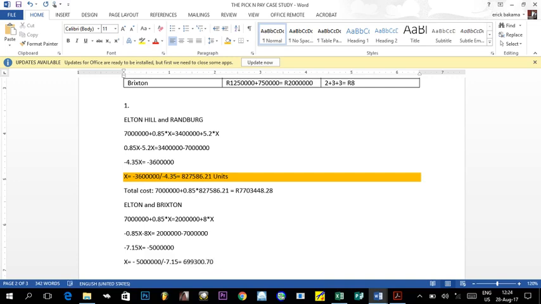These are the number of units again that we'll need to use so that Elton and Brixton will be equally attractive. Now in this case, we need to calculate again the total cost. Now in this case, I'll take for example Brixton. This is the equation to find the total cost, and then we'll replace the value of x by the number of units that we produce here.